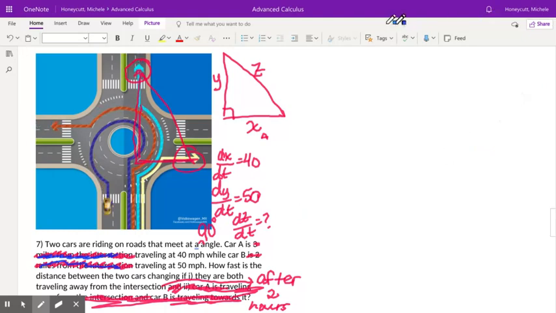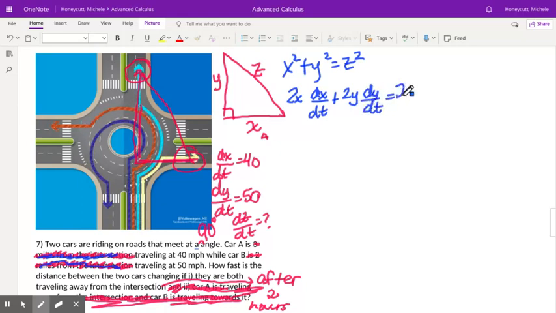We'll need that too. So first, if I write an equation that relates x, y, and z together, I can use the Pythagorean theorem: x squared plus y squared equals z squared. Nothing changes, everything changes. So I can go ahead and take a derivative: 2x dx/dt plus 2y dy/dt equals 2z dz/dt. I'm going to have to substitute an x and a y and a z.